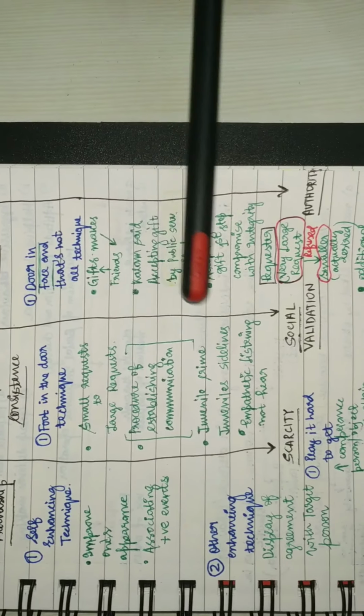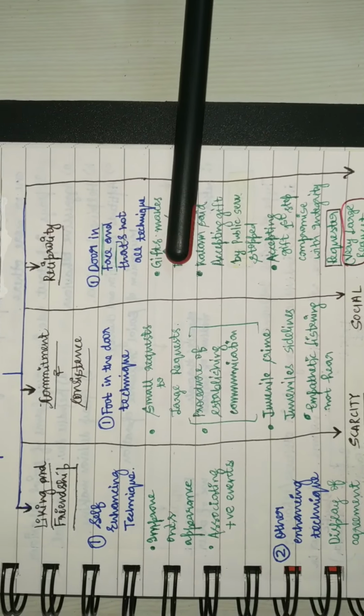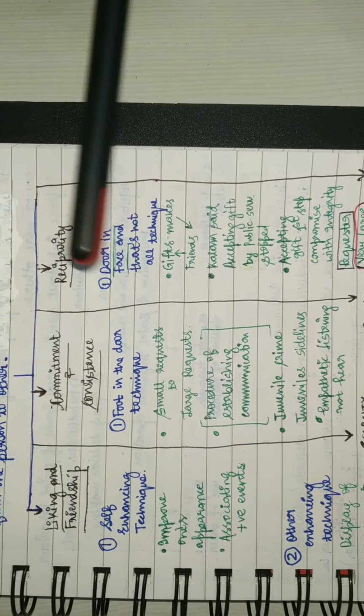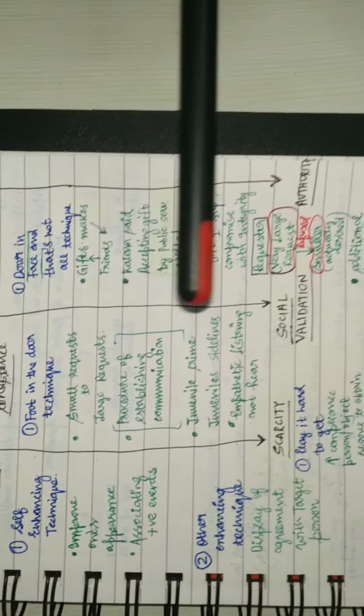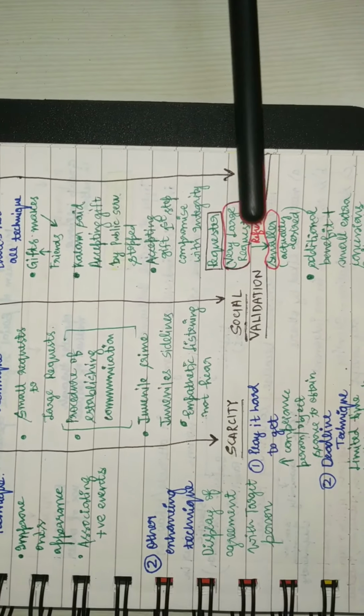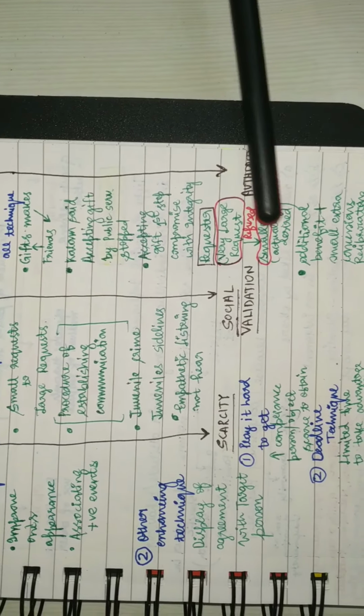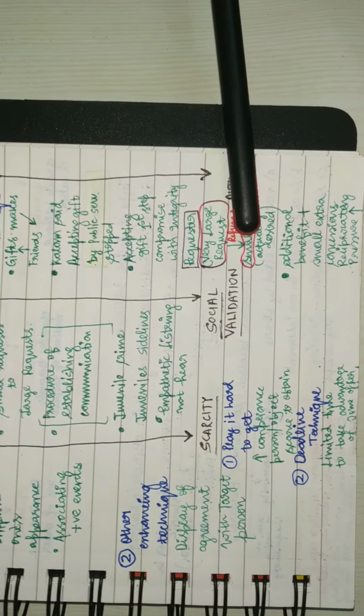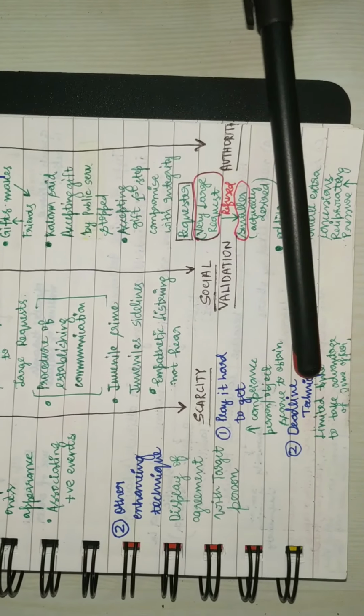Reciprocity says that gifts and reciprocation increase, starting with very large requests, then going for smaller ones. Then the play it hard and deadline technique.